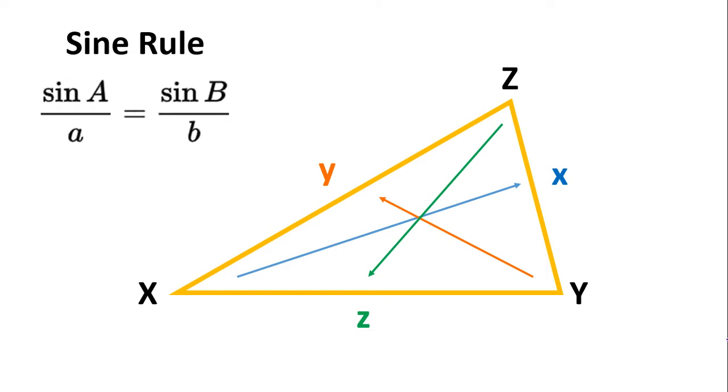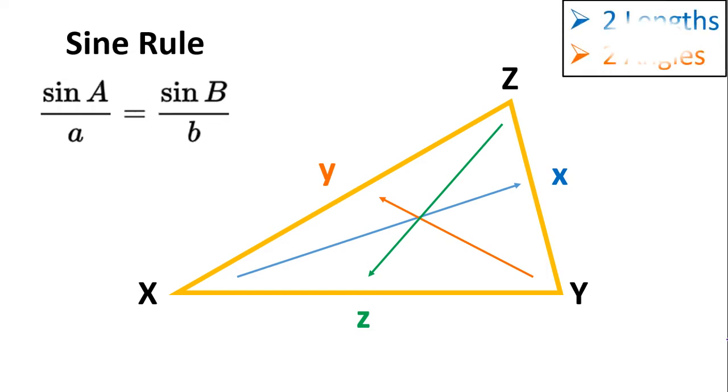Similarly, sine B could be any angle of the triangle, but the small b always has to be the length that is right opposite to the capital B. And also, do not forget, when we're dealing with the sine rule, there's supposed to be two lengths and two angles. Why? Because in sine capital A, that capital A is an angle, and in sine B, the capital B is also an angle, and the small a and small b are the lengths.